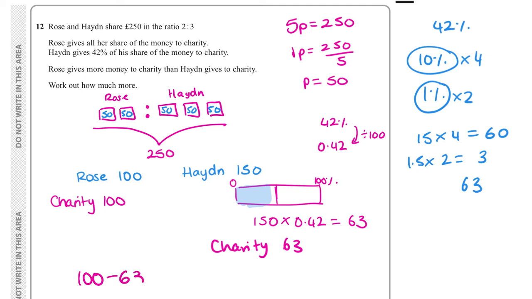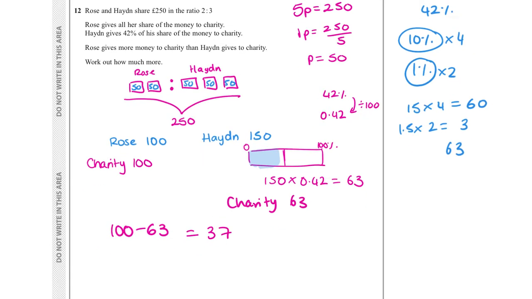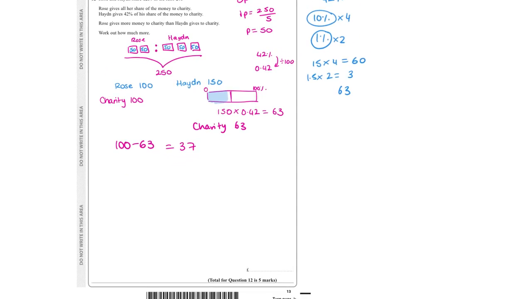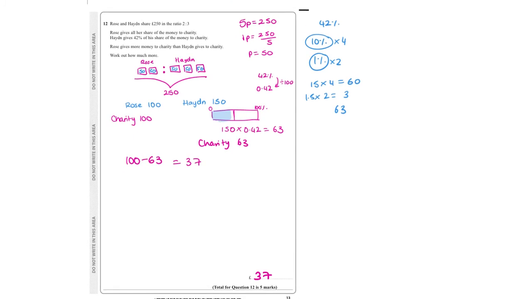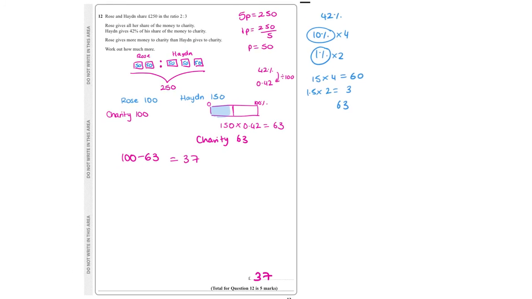100 minus 63, which is 37. So £37 more. Now remember, I'm going to write this down, even though I've done all my work, and I'm going to write it on the line. So there we go, we've worked out, this is a 5-mark question, and we've broken it down.